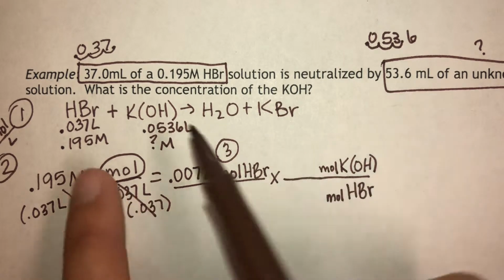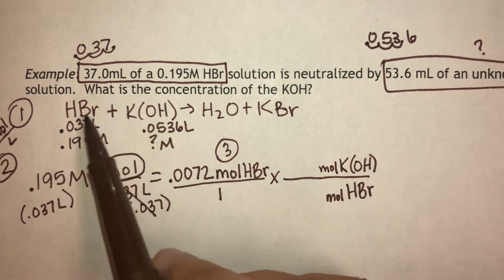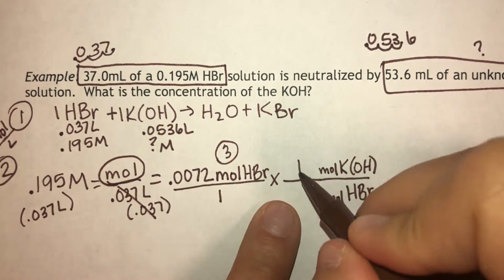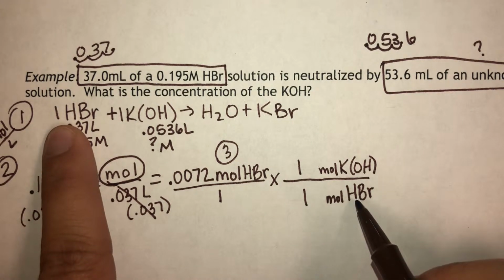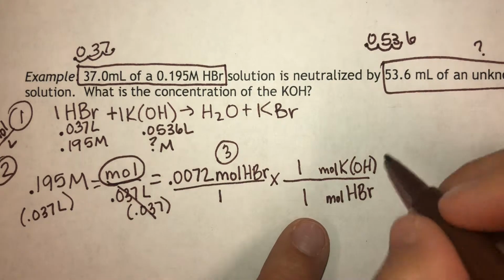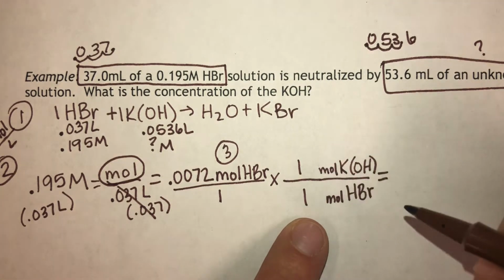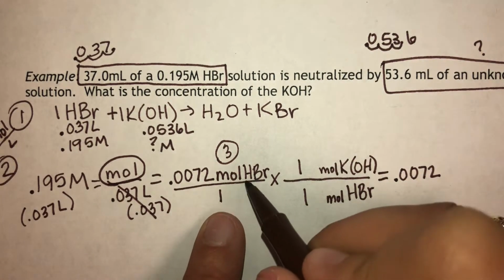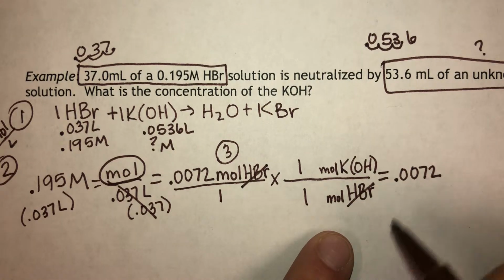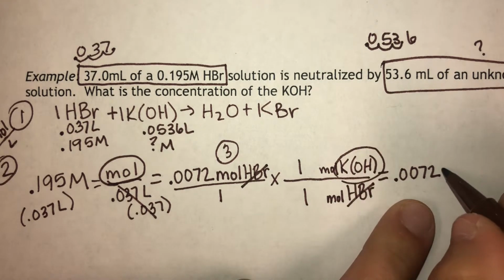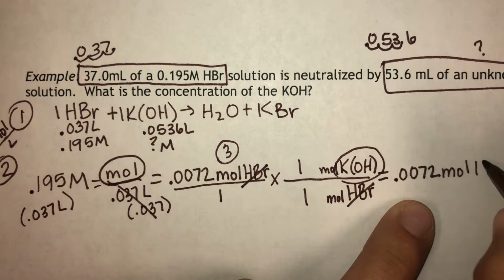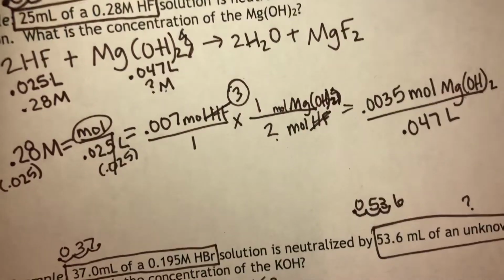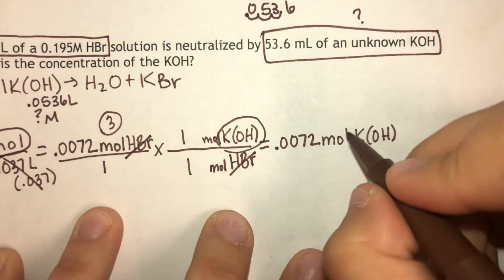And we get these numbers from our balanced equation. When there's no number there, we know it's a 1. So it's like there's a 1 in front of these. And so we're going to put a 1 for each, because HBr is 1 and KOH is 1. So then we would multiply and divide. Since these are 1s, it's not going to change anything. So our answer is still going to be 0.0072, but it allowed our HBrs to cancel out, and it left us with KOH, which is what we want. So now we're at moles of KOH. And that was our answer for number 3.